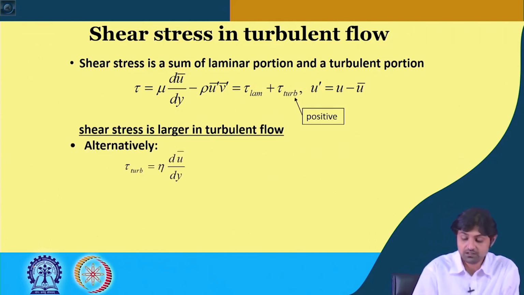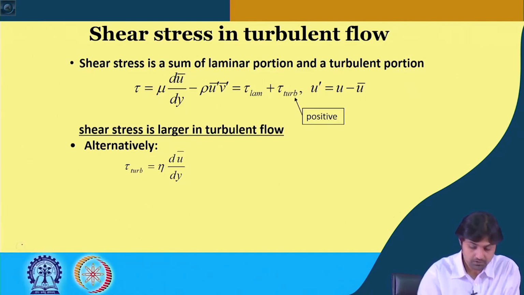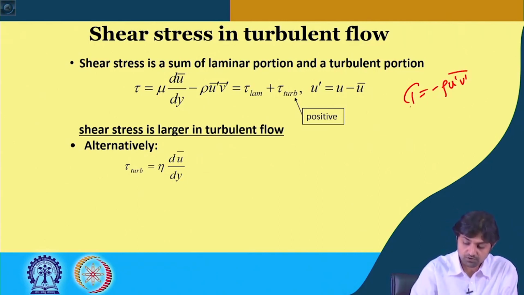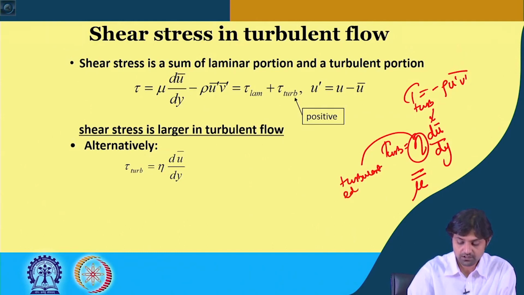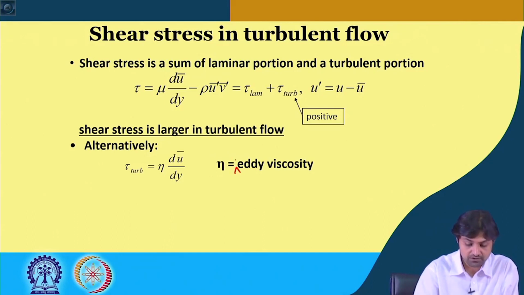Alternatively, instead of writing tau is equal to minus rho u dash v dash whole bar, correct, we can also write tau turbulence as another viscosity, eta, into du dy, and this eta is not equal to mu but much higher. This is called turbulent eddy viscosity. This is our approximation, where eta is the eddy viscosity.